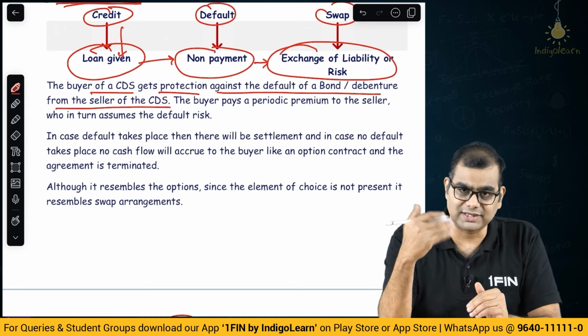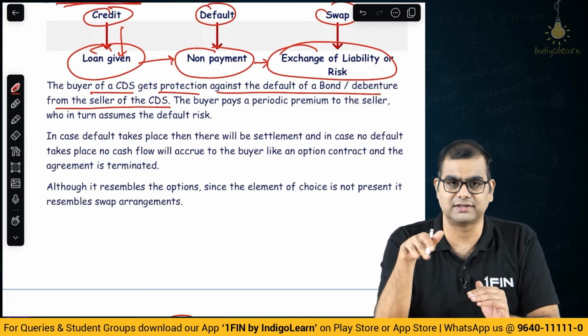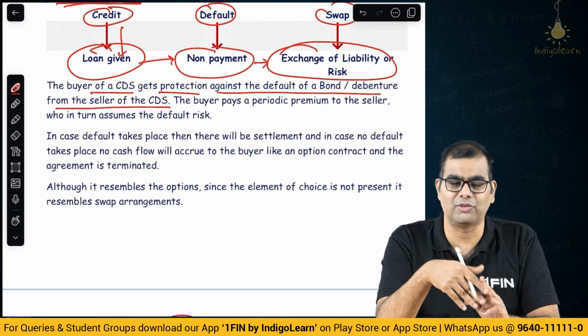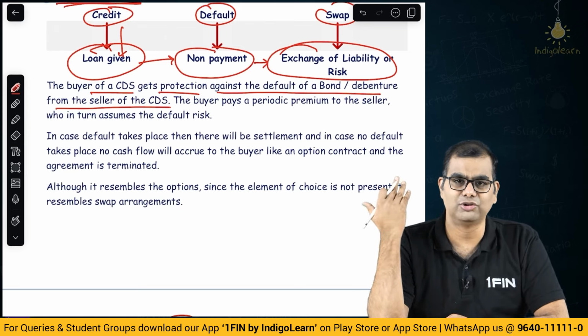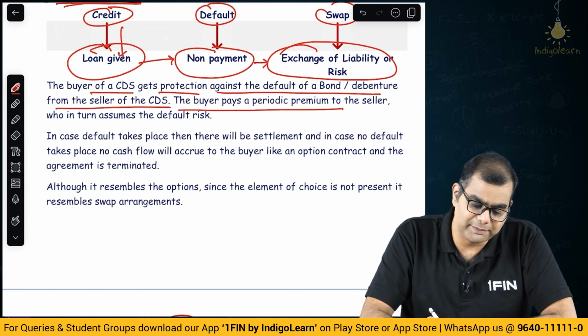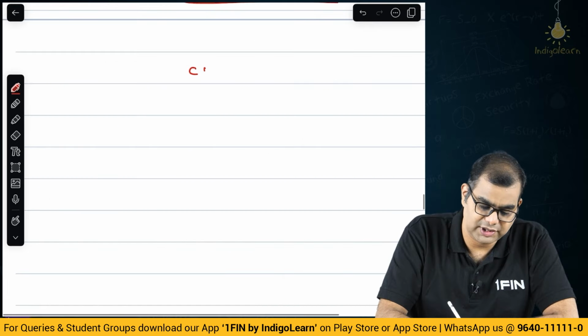This kind of insurance is actually done by banks, large investment banks like Deutsche, Goldman, Lehman, which was doing it, JP Morgan, Morgan Stanley, a bunch of these banks, Nomura, BNP, here's a huge list of banks, right. The buyer pays a periodic premium to the seller, who in turn assumes the default risk. So, CDS.